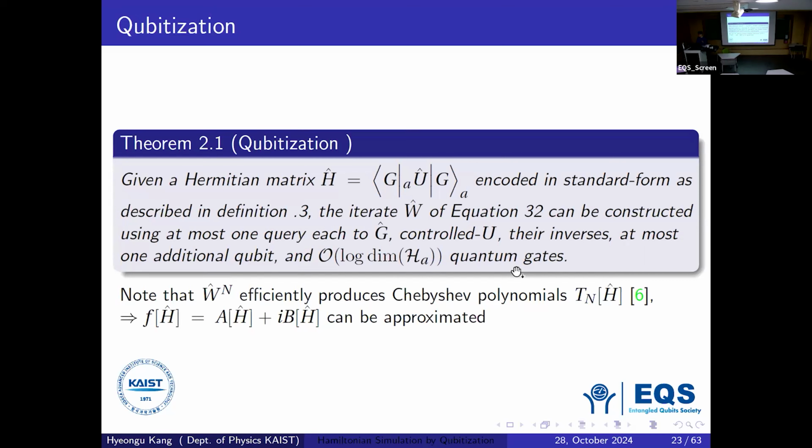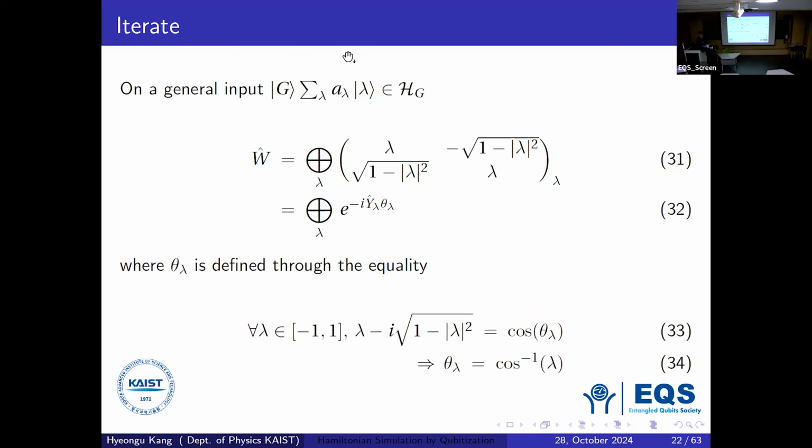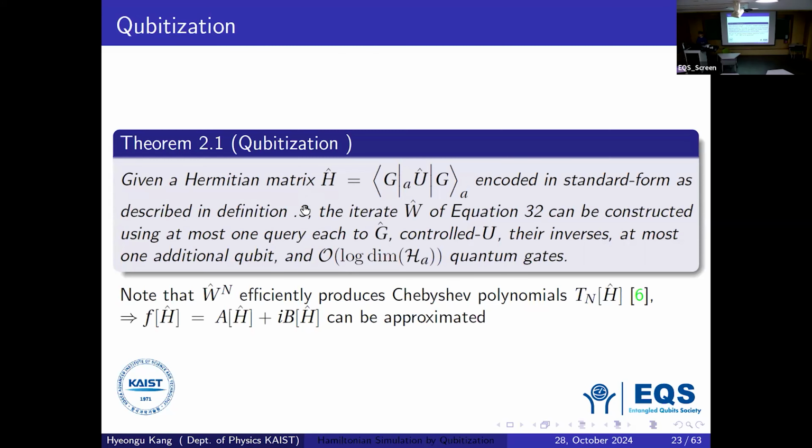I will just give this one, and note that it efficiently reproduces the Chebyshev polynomials. Recall that for the Chebyshev polynomial, T_n(cos theta) is cos(n theta), and this is a kind of rotation. So we repeat this n times. It gives something like the n theta rotation, and it is related to the Chebyshev polynomial. So we can effectively make this polynomial. And these are the basis of the polynomial space. So we can approximate FH, which is written as AH plus iBH.